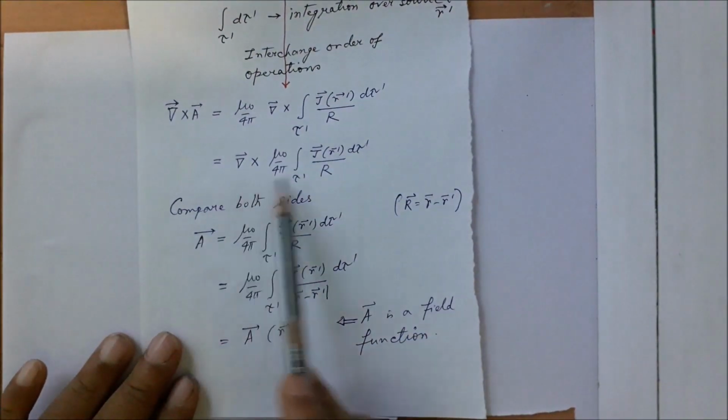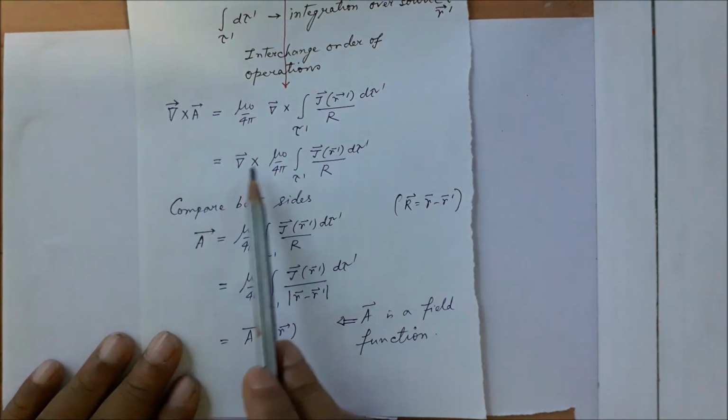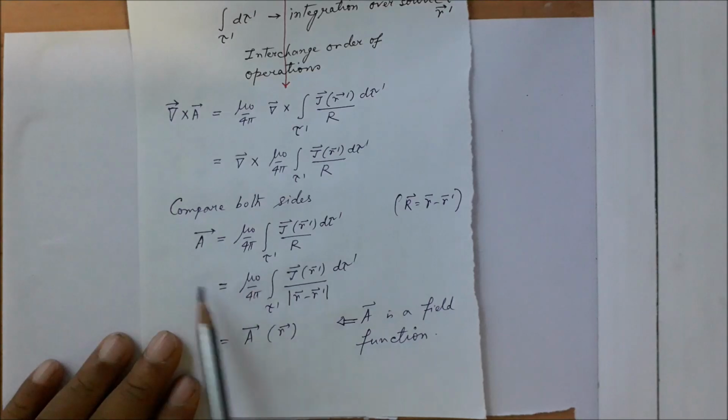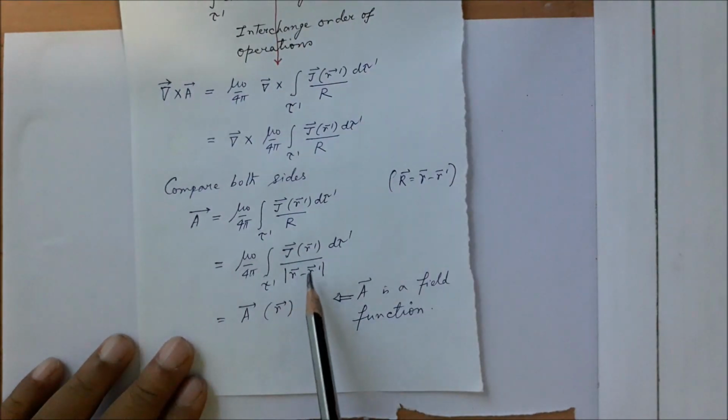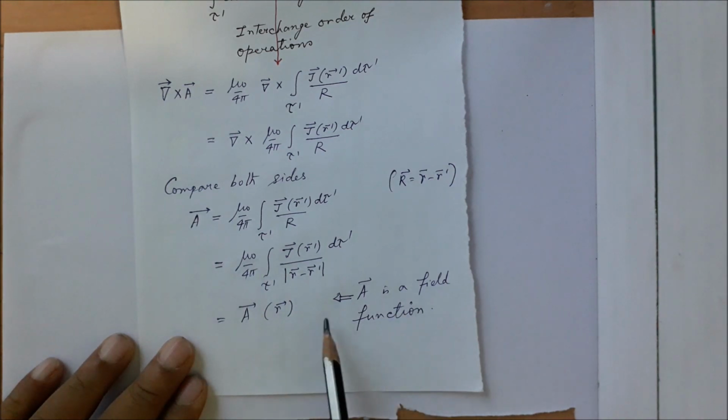So we have this expression, and we can compare curl of A with curl of this quantity to end up with the value of vector A. Here too, integration over source quantity means after integration we no longer have source, but we have the field quantity present. So A is a field function.